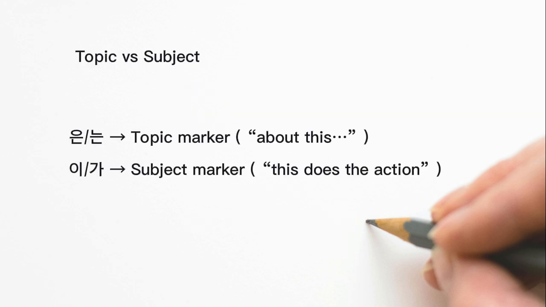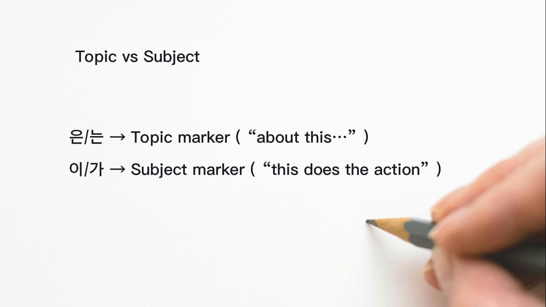Let's begin with 있는. Think of 있는 as the topic marker. Its job is to set the stage. When you use 있는, you are saying, as for this thing, here's what I want to tell you. It's like spotlighting the background of your story.